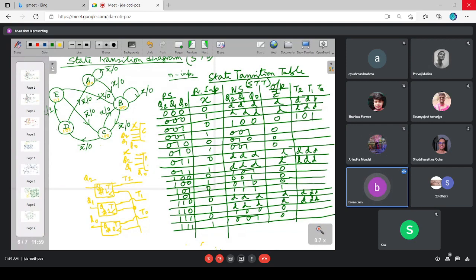is 0, 0, 1, 0. 0, 0, 1 is the present state and the present input x is 0. So in that case, this should be the required output from the next state combination logic block. The T2 output should give you 1, T1 output should give you 0, and T0 output should give 1.